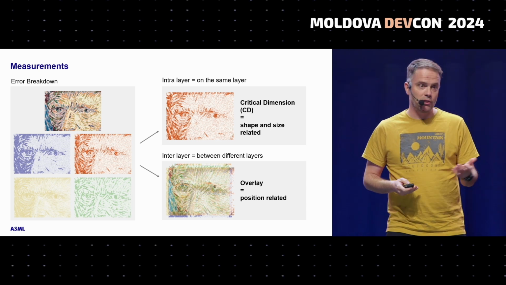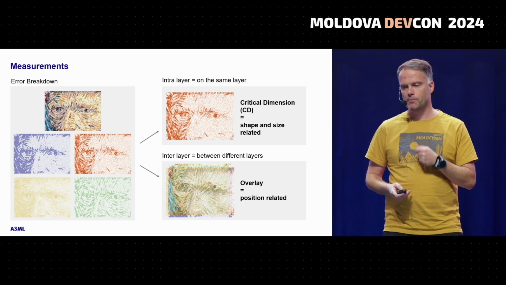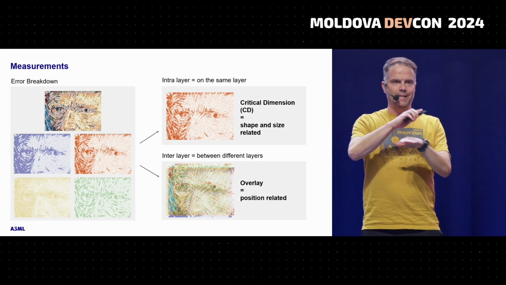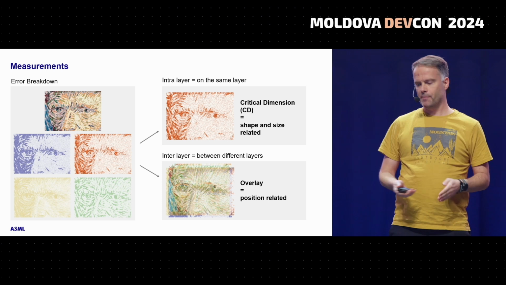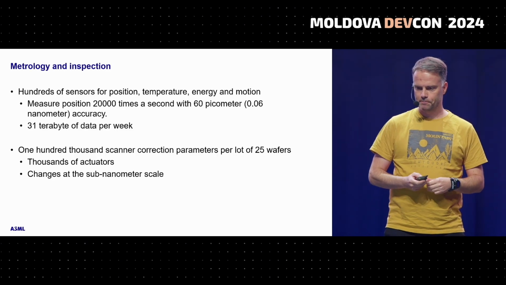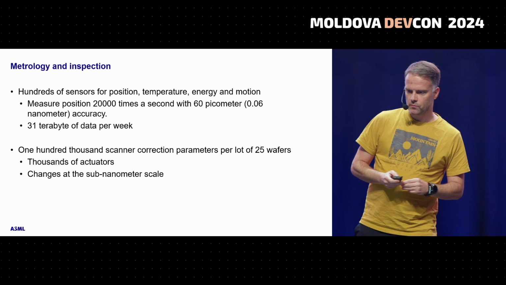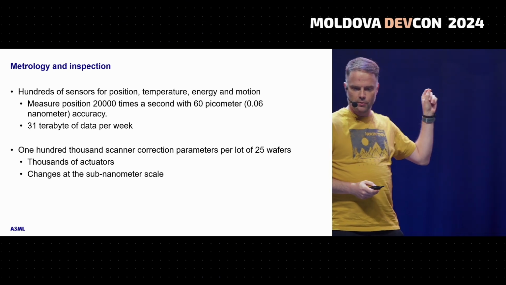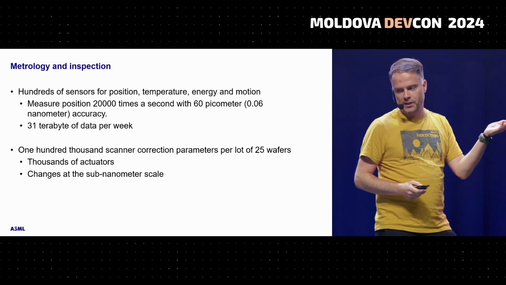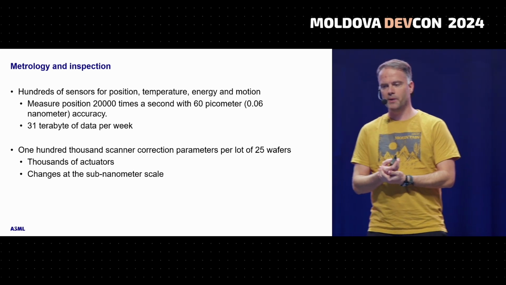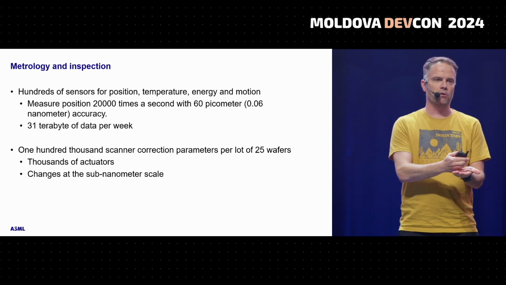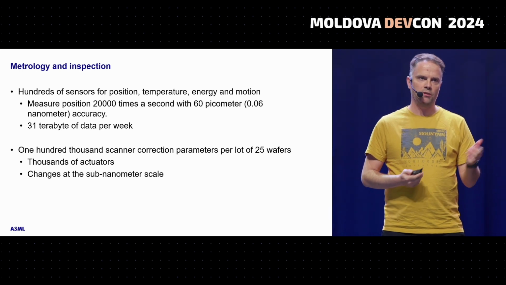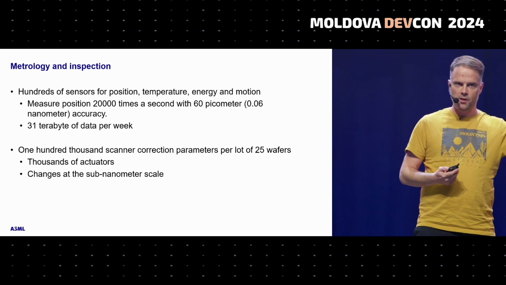And that's where measurements and software come in. And we have two types of measurements, basically. One is things on one layer that are going wrong, and the other thing is between layers. What I showed with those lines that are falling off, that's what we call overlay. So what I already told you, we do that measurement with the wafer table, which happens 20,000 times a second with 60 picometer accuracy. So picometer is even smaller than nanometer, so yeah, it's hard to comprehend. One machine generates about 31 terabytes of data, and most of our customers have a whole load of machines.